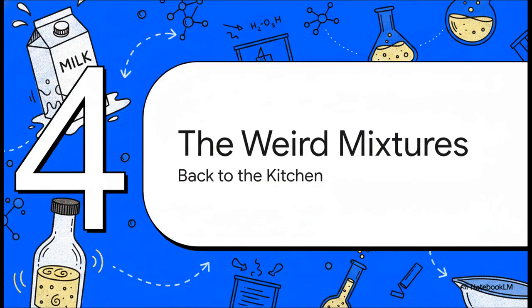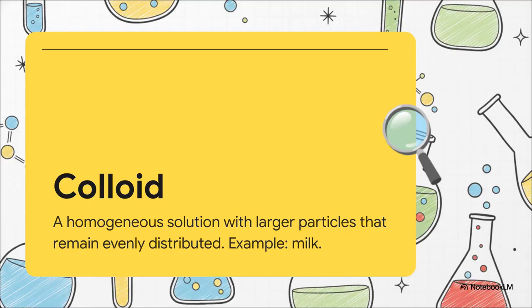All right, now that we're armed with all this chemistry knowledge, let's head back to the kitchen and figure out those weird mixtures from the beginning. I'm talking about things like milk and salad dressing that don't quite play by the normal solution rules. So first, let's talk about the colloid. The colloid is kind of a cool in-betweener. It looks smooth and homogeneous, like a solution. But if you looked up close, you'd see its particles are actually way bigger. Milk is the perfect example. It looks uniform, but it's really just larger blobs of fat and protein floating around in water. They're distributed evenly, but they aren't truly dissolved.